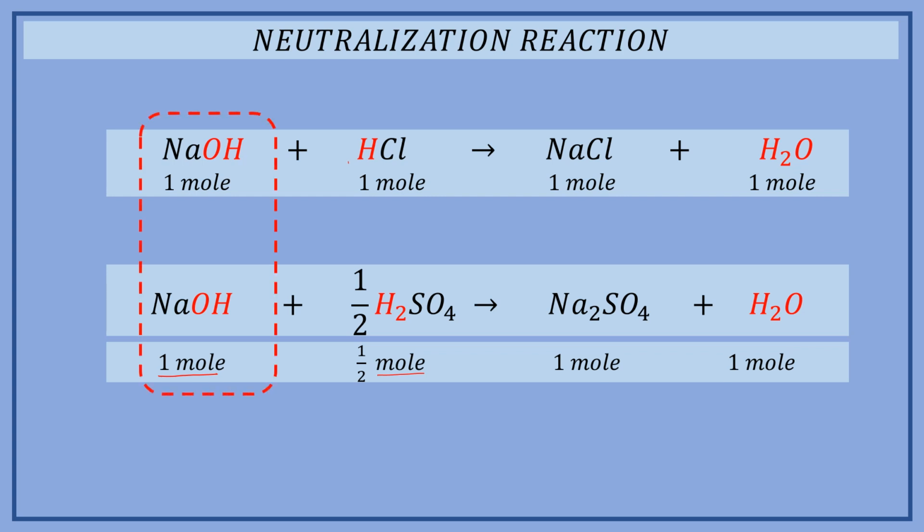So we have kept the concentration of sodium hydroxide equal in both the cases, that is 1 mole right here, and we are calculating the amount of different acid that will just be sufficient to neutralize this given amount. So in case of HCl it is 1 mole, whereas in case of H2SO4 it is just half mole.